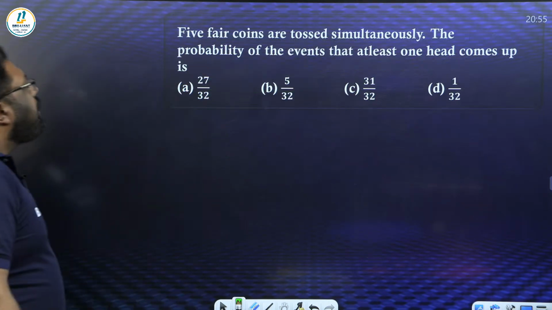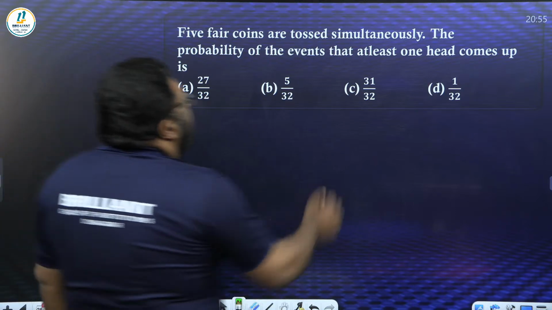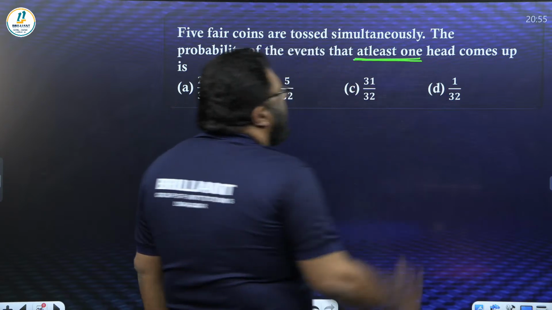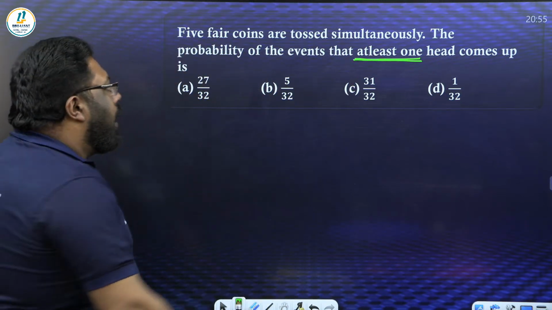Okay. Moving on. 5 fair coins are tossed simultaneously. The probability that at least one, okay, remember, my dears, the teachers always love asking questions about at least one.